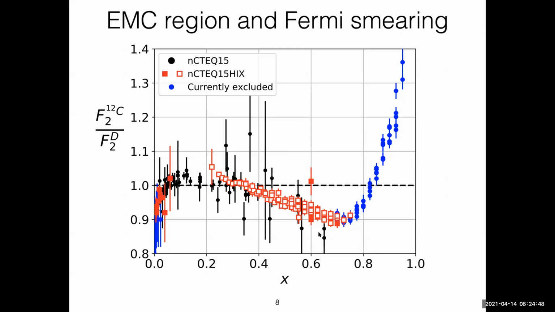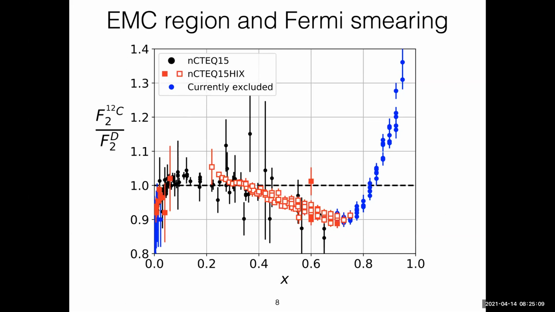In black are all of the data points that were previously included using the nCTEQ15 kinematic cuts. So this is, again, the pretty high Q and W cuts. Like I noted, a lot of the high X data has pretty high uncertainty. As we lower those kinematic cuts, we're more sensitive to the points now in red.